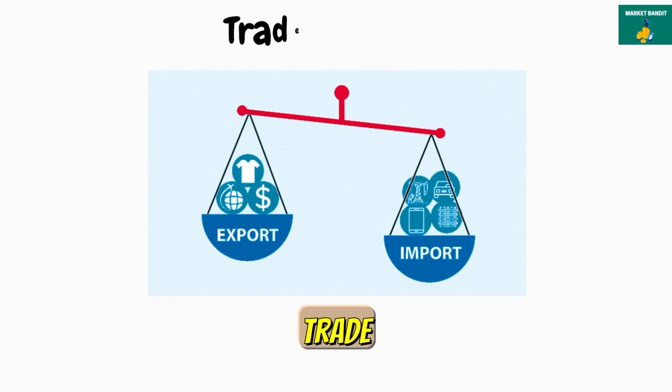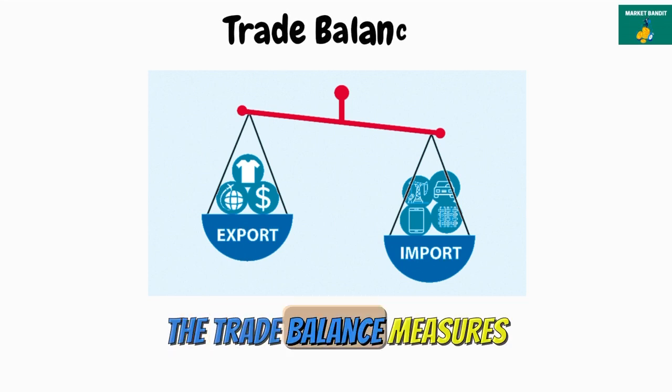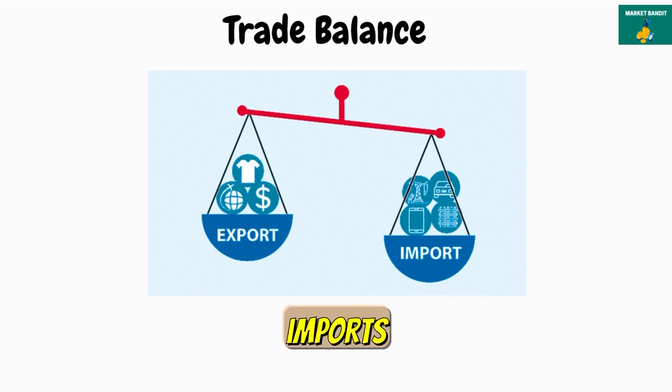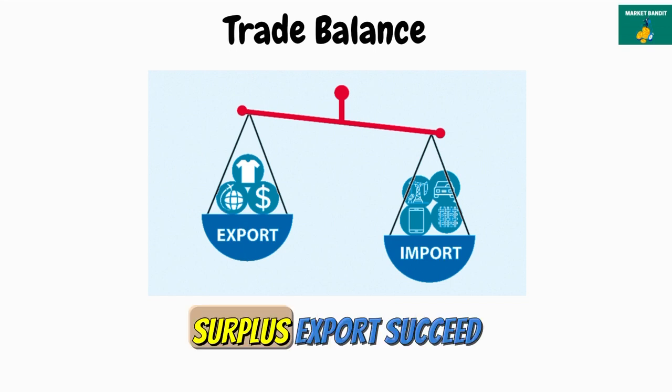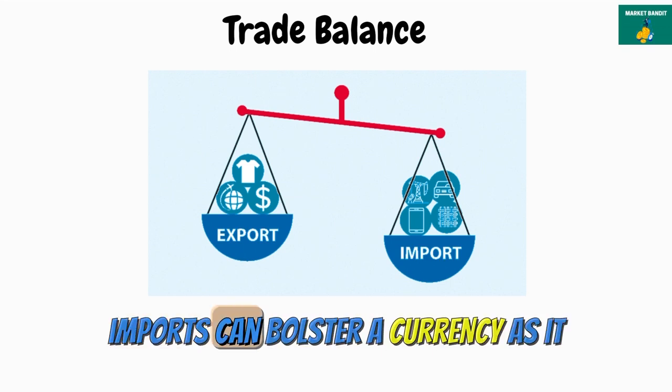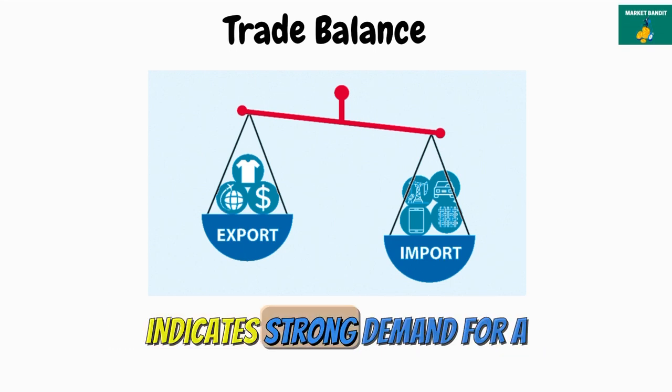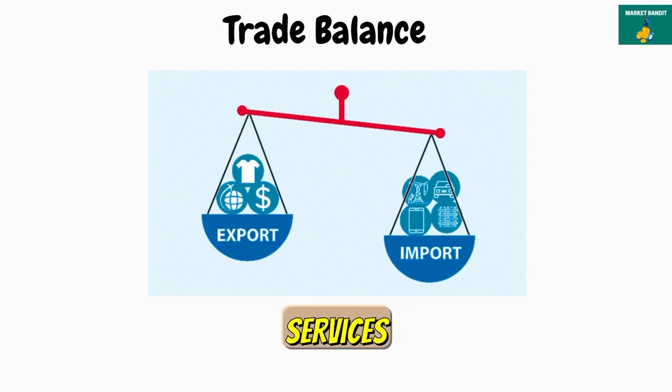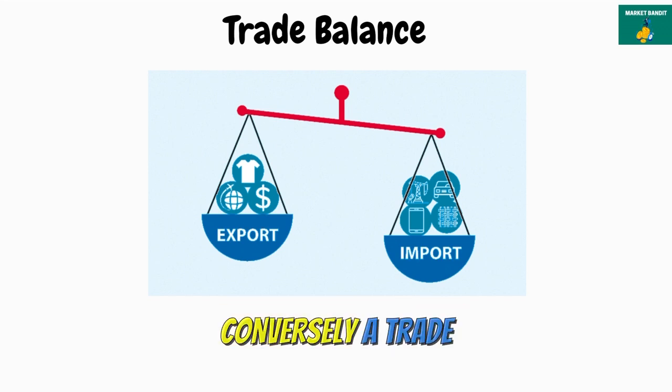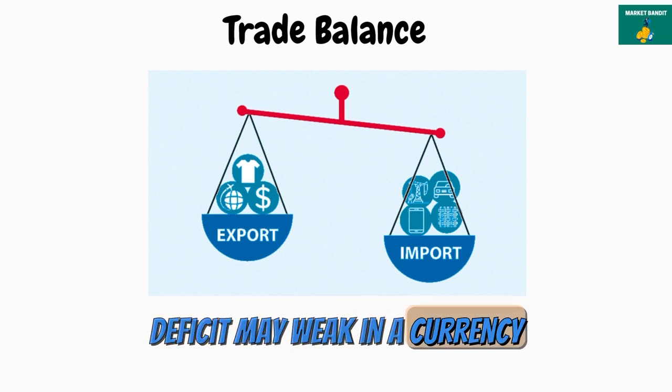5. Trade balance. The trade balance measures a nation's exports versus imports. A trade surplus, where exports exceed imports, can bolster a currency as it indicates strong demand for a country's goods and services. Conversely, a trade deficit may weaken a currency.